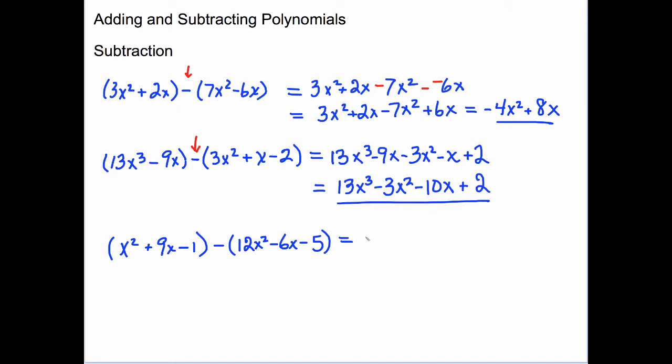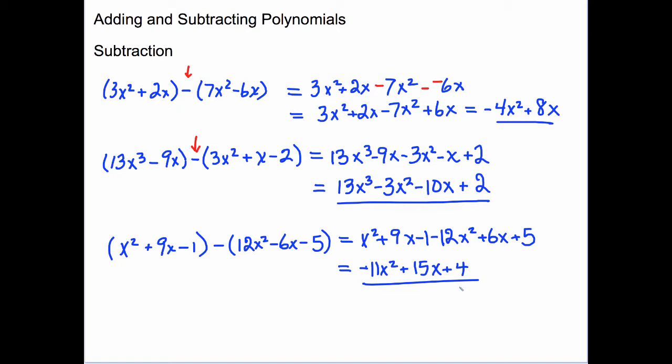Okay, so we can rewrite this as x squared plus 9x minus 1 minus 12x squared minus negative 6x, so that's plus 6x, and minus negative 5, that's plus 5. Combining like terms, x squared minus 12x squared is negative 11x squared. 9x plus 6x is plus 15x. And negative 1 plus 5 is plus 4. So there's our solution.